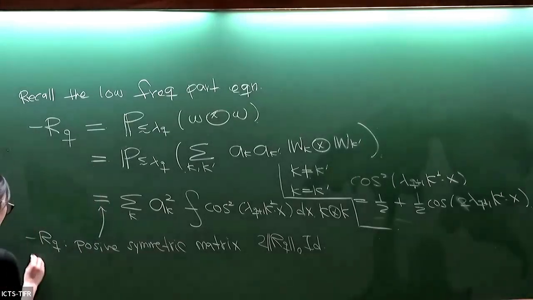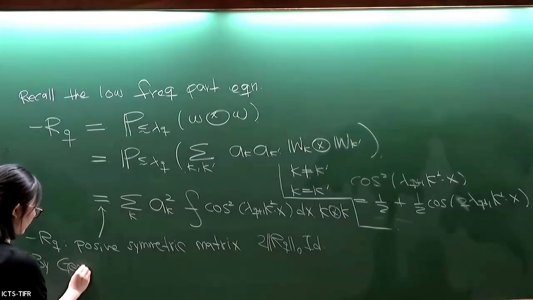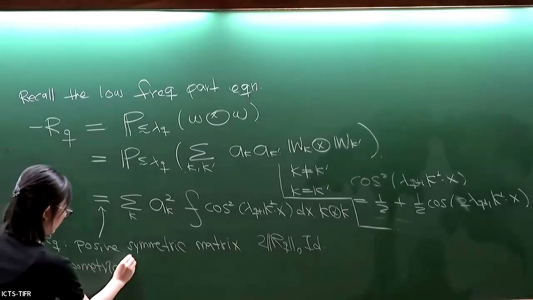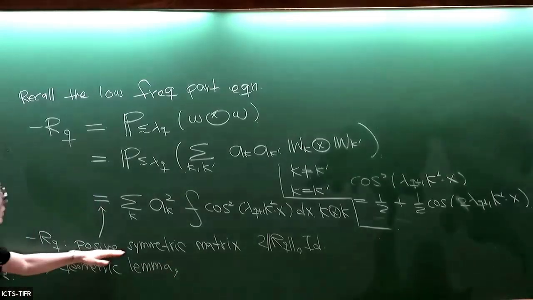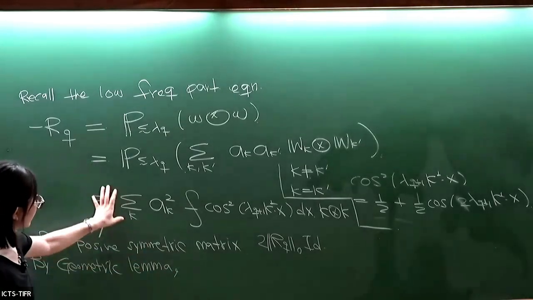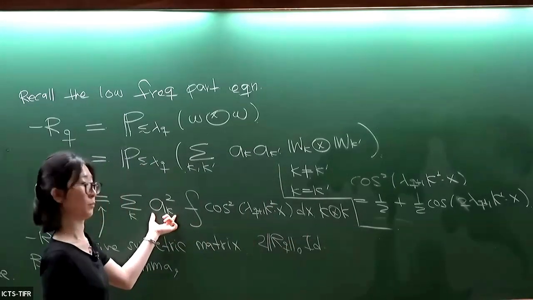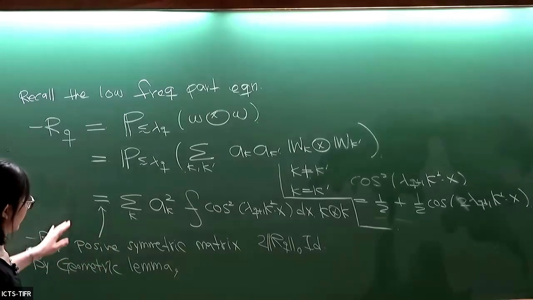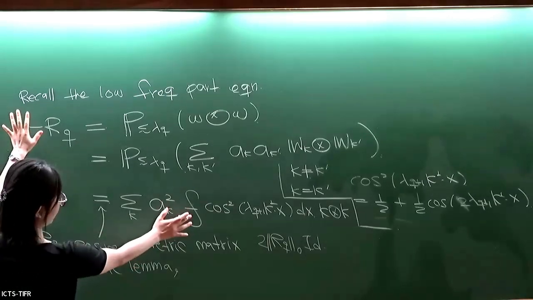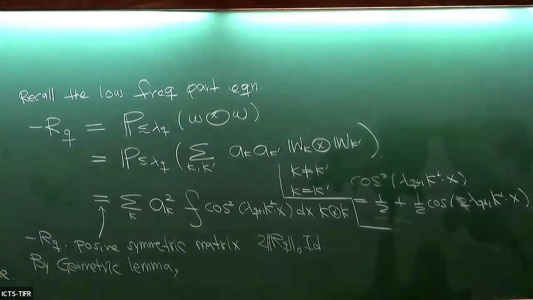And the geometric lemma, which I think Camilo will cover in more detail, tells us that any positive symmetric matrix can be written as a summation of rank 1 tensors with positive smooth coefficients. So by matching these two representations, you can actually determine the coefficient.